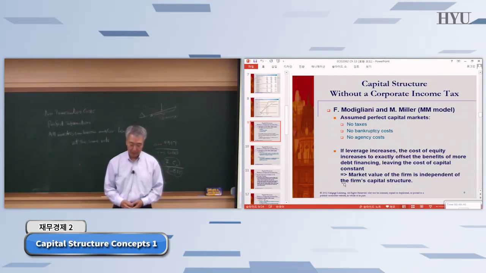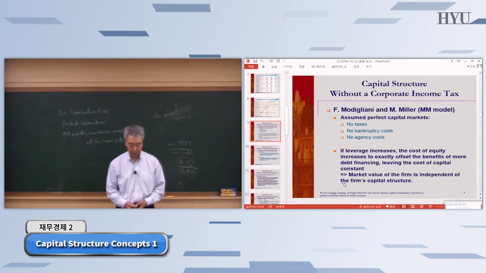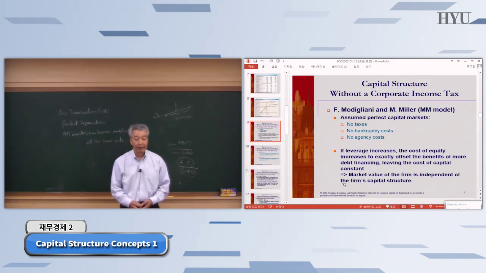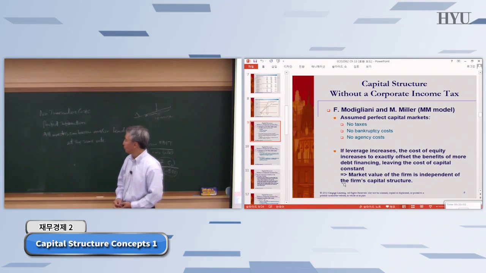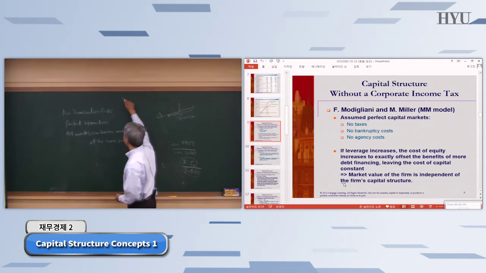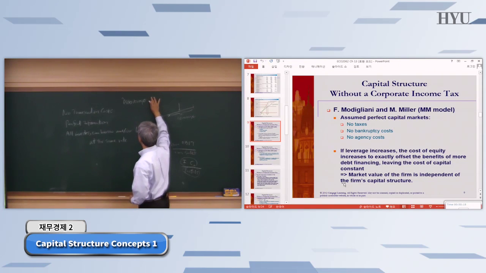They say if the leverage increases, the cost of equity increases to exactly offset the benefits of more debt financing, leaving the cost of capital constant. And for this, they use the concept, or let's say example, of arbitrage.